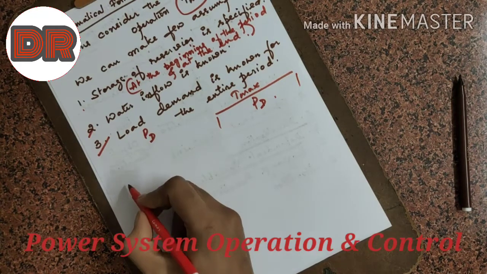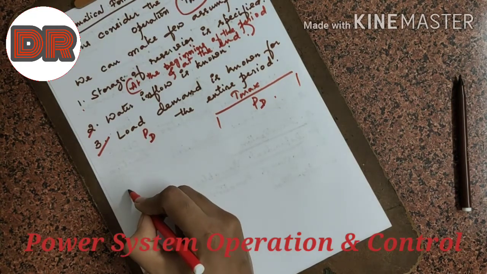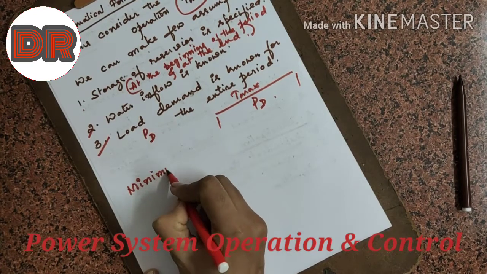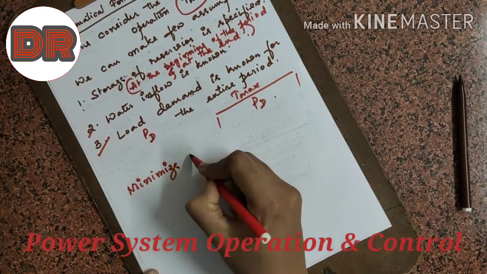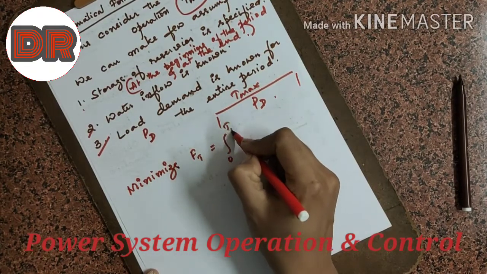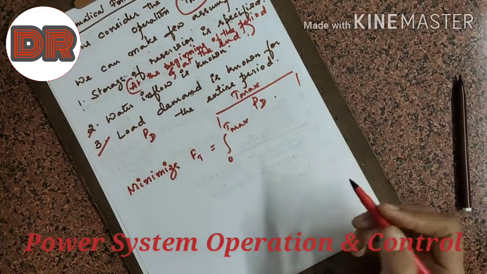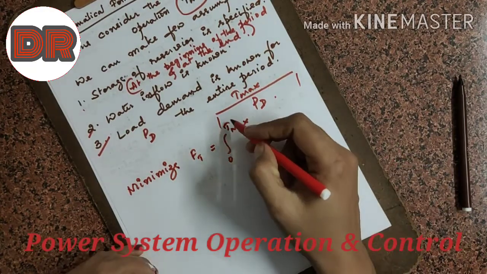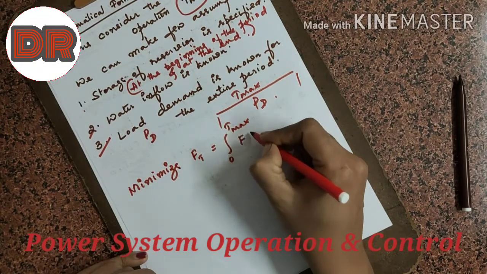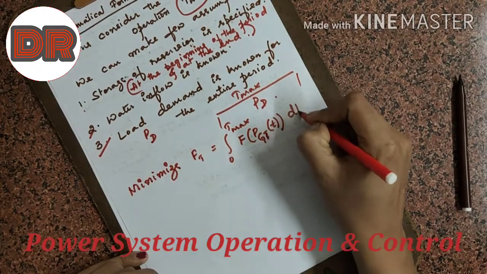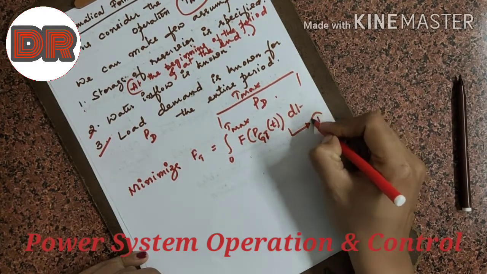So let me write, since it is discretization, so first let me write minimize F = integral from 0 to Tmax. Later we'll discretize it. So first let us write in an integral format. So 0 to Tmax, F of Pgt dt. So this, let me take it as the objective function.